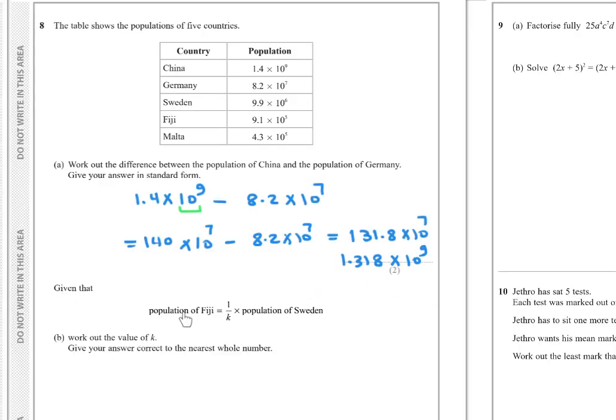Given that the population of Fiji is 1 over k the population of Sweden, work out the value of k. Give your answer correct to the nearest whole number. So to find k, you can transpose k to the other side and the population of Fiji to the other side. So k equals the population of Sweden divided by the population of Fiji, equals 9.9 times 10 power 6 divided by 9.1 times 10 power 5, equals 11 to the nearest whole number.